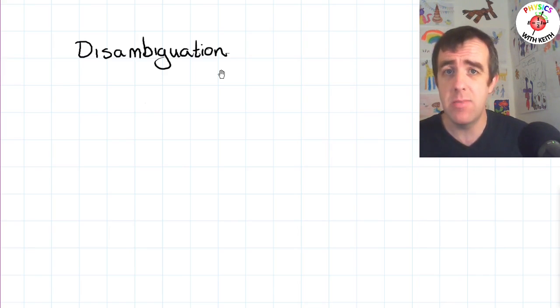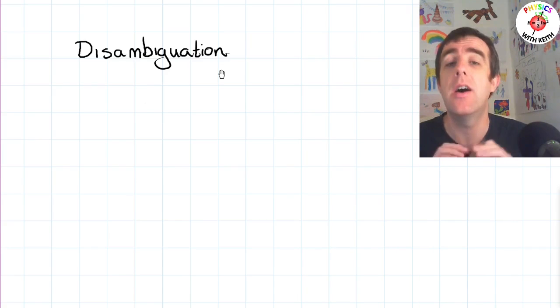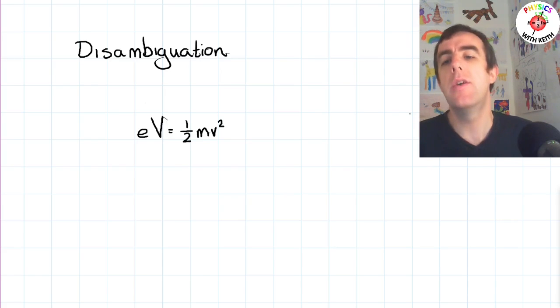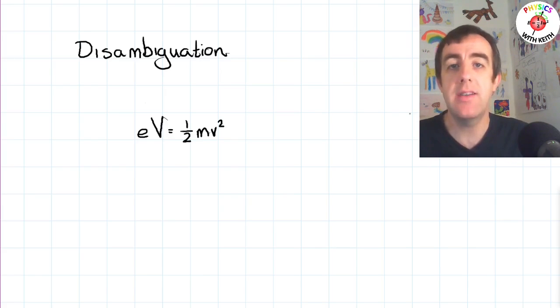Your letters and numbers, especially in equations, are unambiguous. This equation that I've just written here appears at A-level physics, and you'll notice it has 2 V's in it. One is capital, one is lowercase. And the examiner's guidance is very clear.